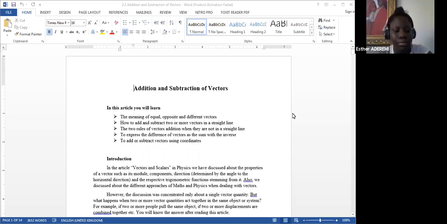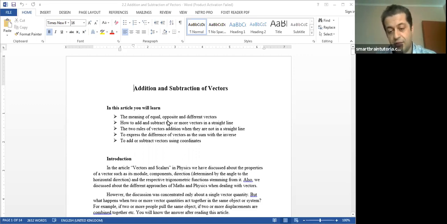I do. Yes, okay. Now, in this lesson, I will explain the meaning of equal, opposite, and different vectors, because many students are confused when they are dealing with equal, opposite, or different vectors, that they are not able to make distinction between these three concepts.